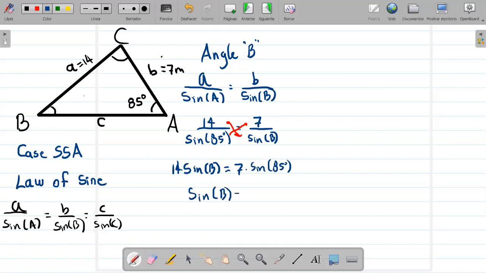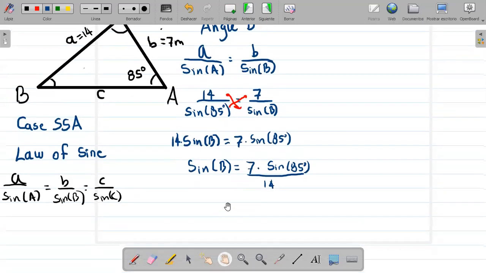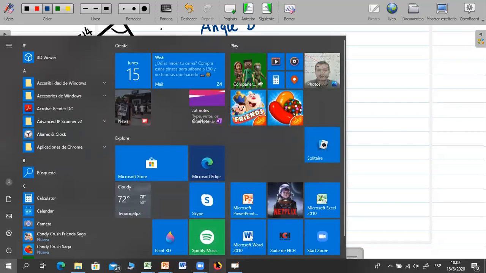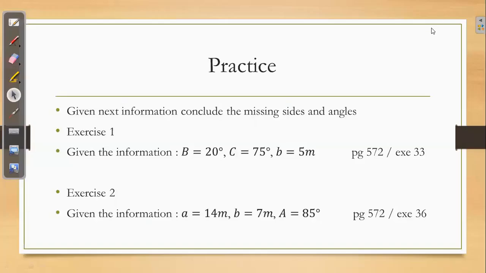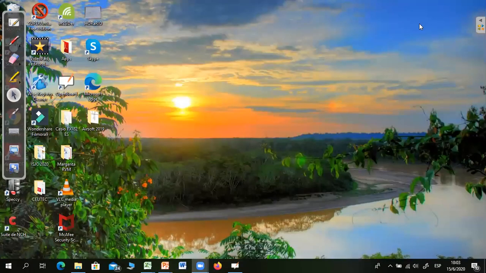So sine of B is equal to 7 times sine of 85 over 14. We're going to solve that one very quickly. Of course, you need your calculators in your hand. Every time, this expression will give you 0 point something. I'm going to use my calculator, but I want you to tell me the answer. 0.49 and many more decimals, right? Yes, it has many more decimals, and that's the trouble.